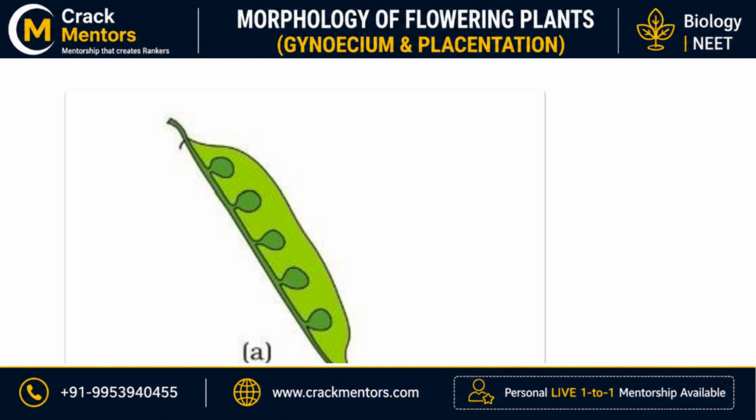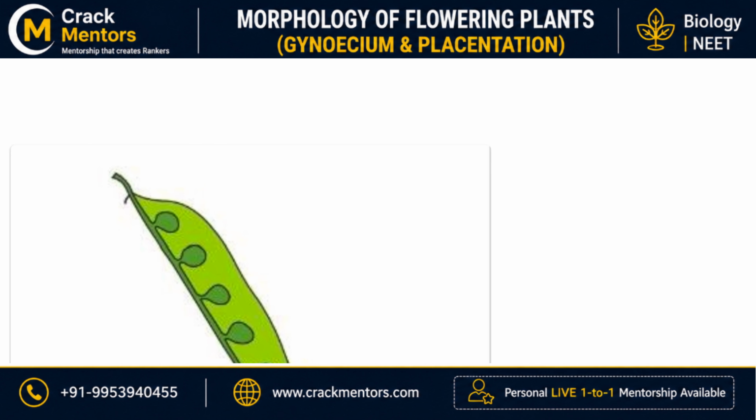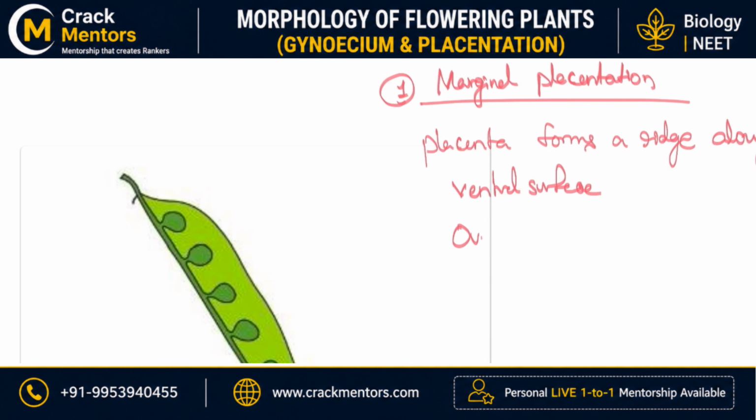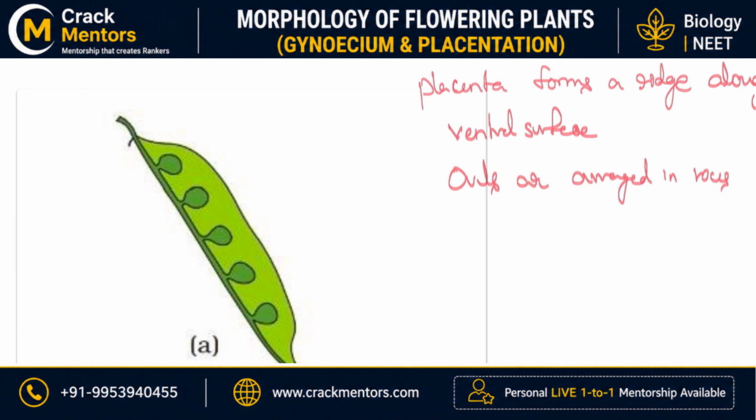In the marginal placentation, the first type, the placenta forms a ridge along the ventral side and the ovules are arranged in rows. Here you can see that the placenta is arranged in a single structure on the ventral side and the ovules inside are arranged in rows.